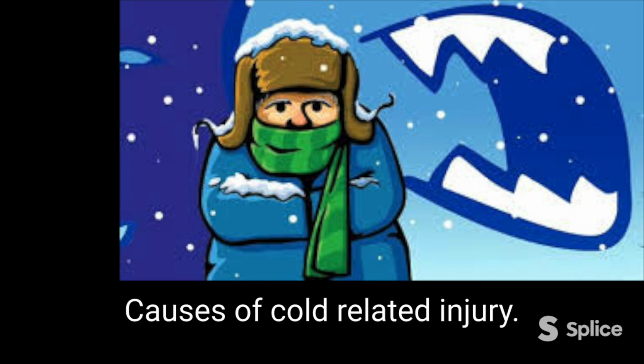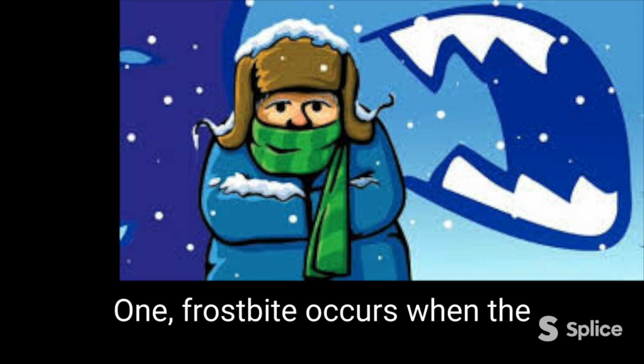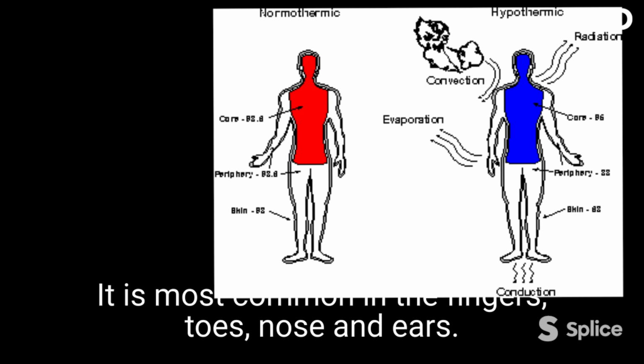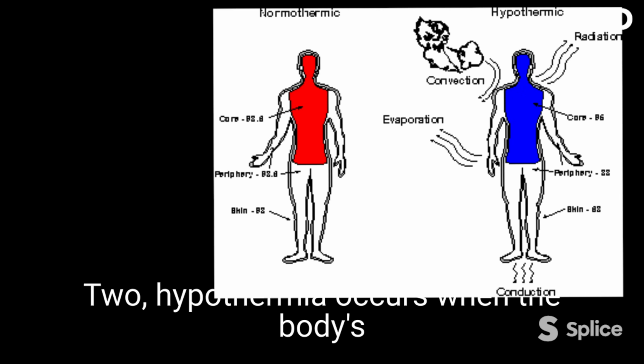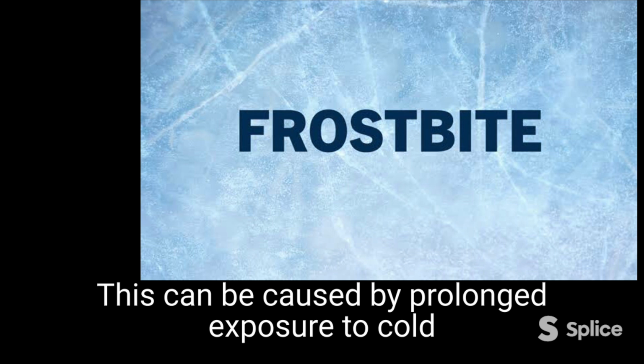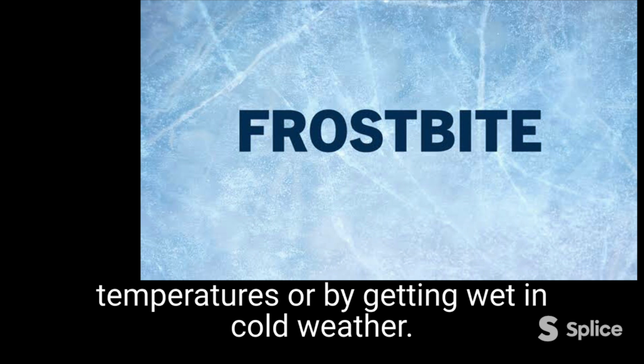Causes of cold-related injury. 1. Frostbite occurs when the skin and underlying tissues freeze. It is most common in the fingers, toes, nose, and ears. 2. Hypothermia occurs when the body's core temperature drops below normal. This can be caused by prolonged exposure to cold temperatures or by getting wet in cold weather.